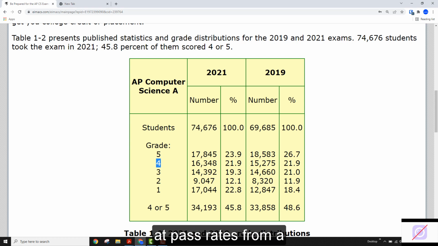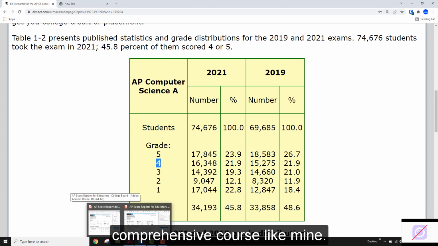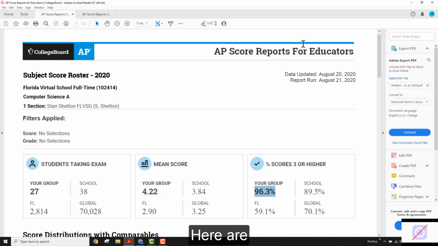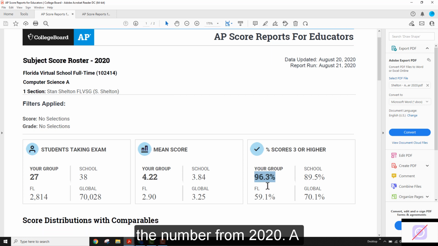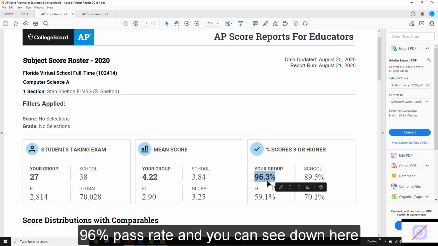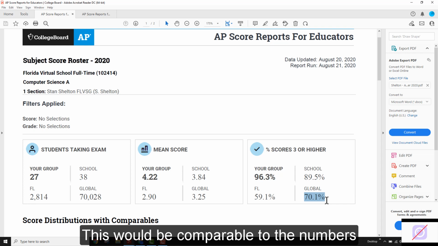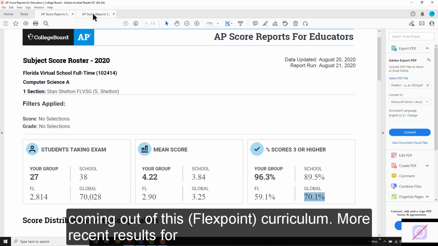Now, let's take a look at pass rates from a comprehensive course like mine. Here are the numbers from 2020, a 96% pass rate, and you can see down here, this is the international pass rate for 2020. This would be comparable to the numbers that you were just looking at. So doing very well coming out of this curriculum.